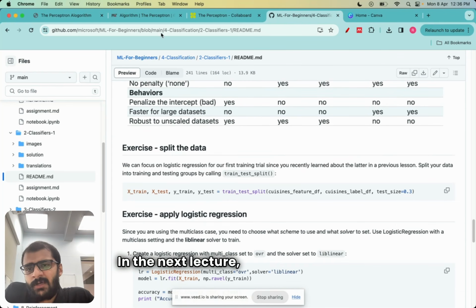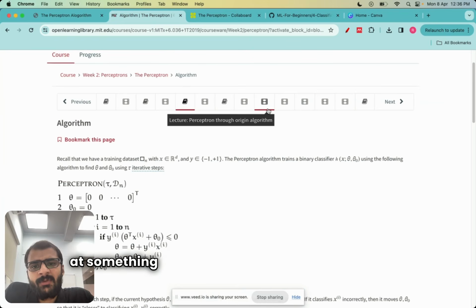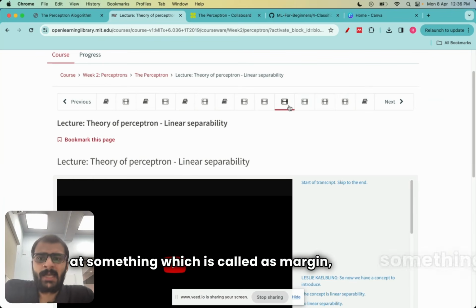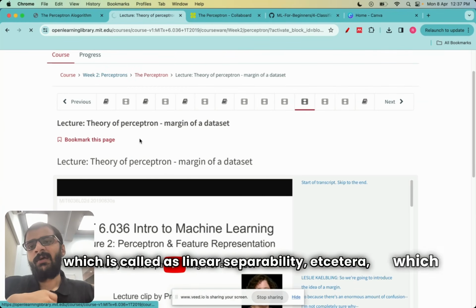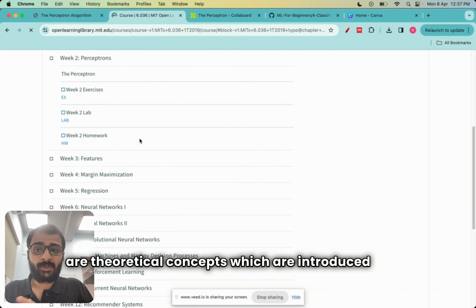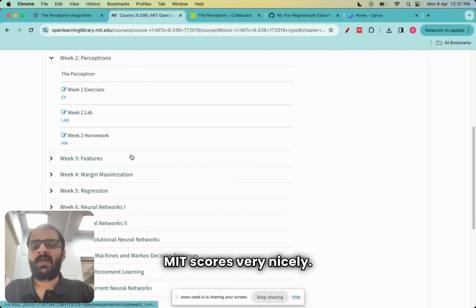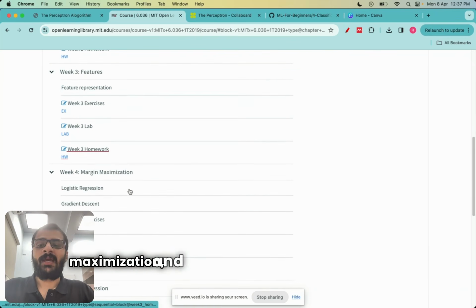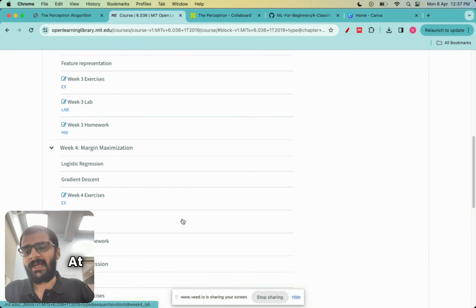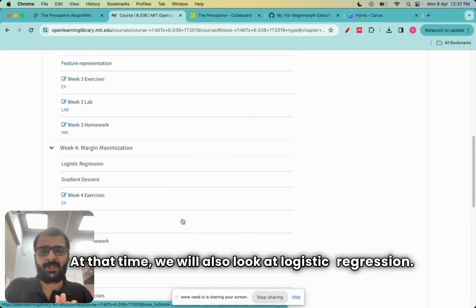In the next lecture, we will be looking at something called margin, something called linear separability, etc., which are theoretical concepts which are introduced in MIT's course very nicely. After which we'll be moving towards features, margin maximization, and then we'll move to regression. At that time, we'll also look at logistic regression.